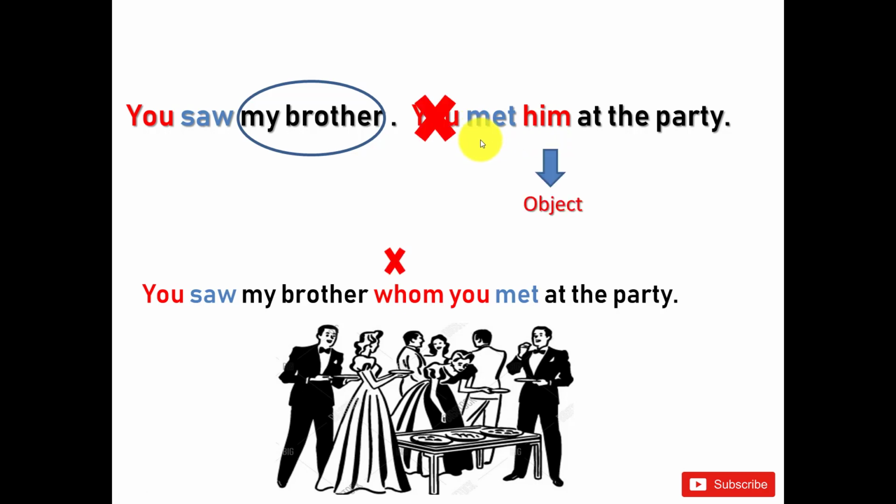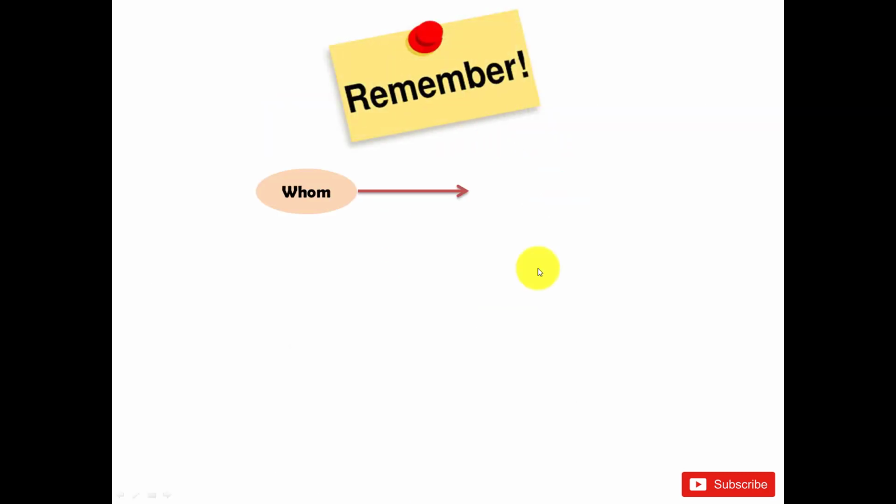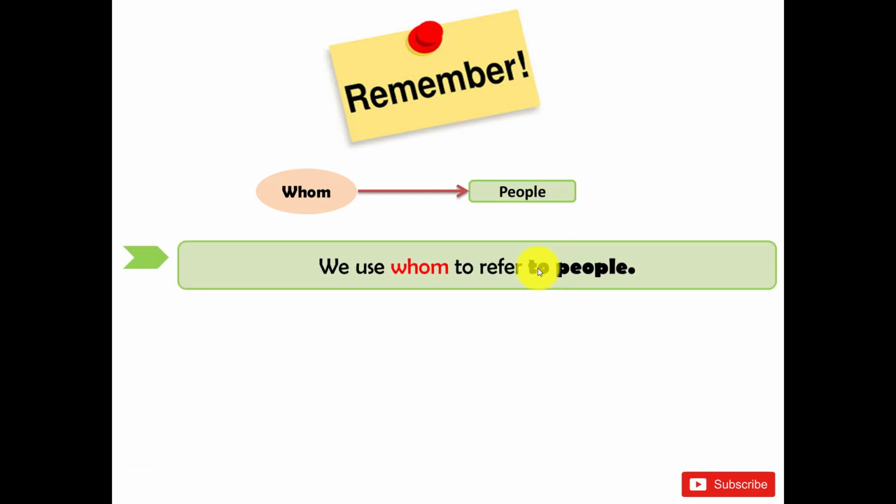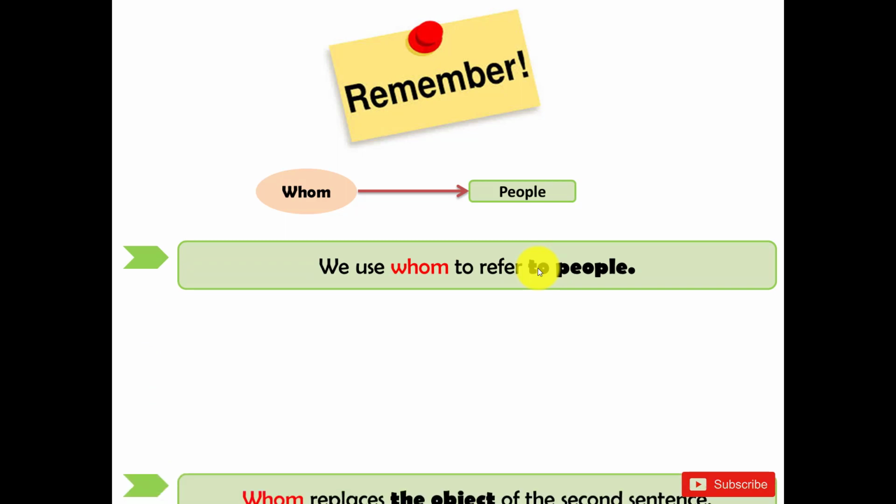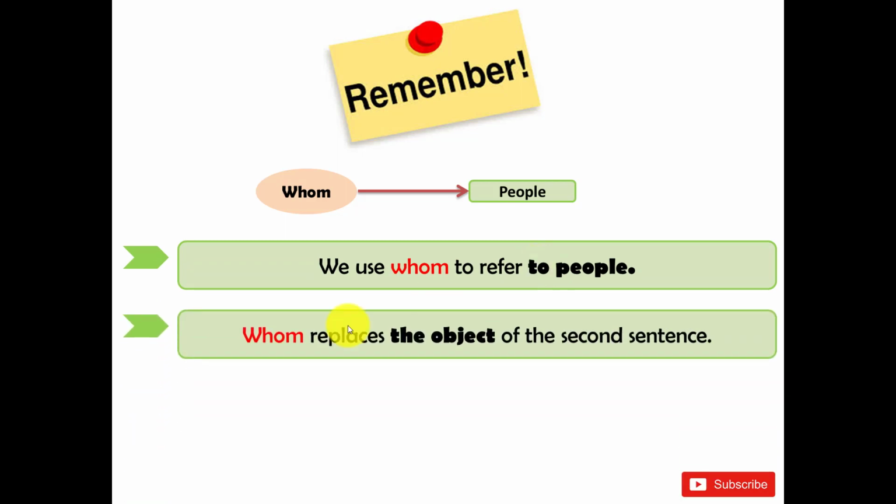So we need to drop "you" and the full stop, of course. Remember, we use "whom" to talk about people. We use "whom" to refer to people. "Whom" replaces the object of the second sentence, not the subject, okay?